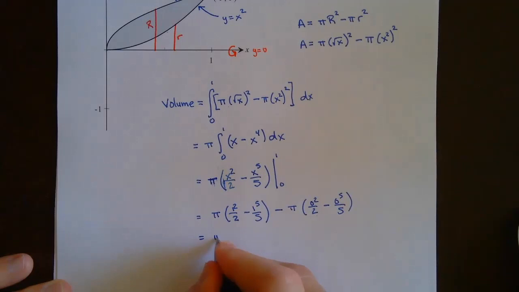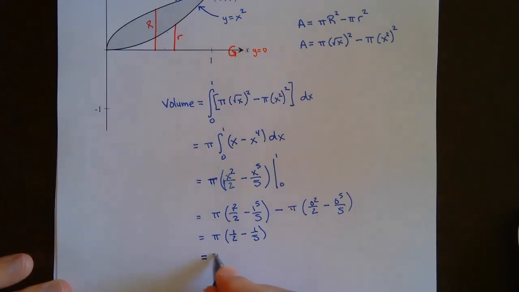So this would be pi times 1/2 minus 1/5. Common denominator is 10. So this would be pi times 5 over 10 minus 2 over 10, which would make 3 over 10.